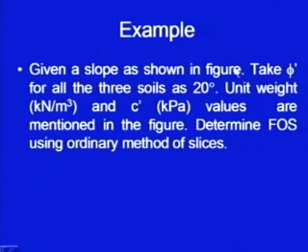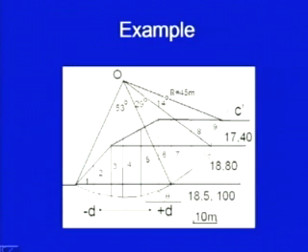Let us demonstrate the applicability of this method through one example. Here it is given that there is a slope as shown in the figure. Take phi dash for all the three soils as 20 degrees; unit weight in kilonewton per meter cube and C dash in kilopascal are mentioned in the figure. Determine the factor of safety using the ordinary method of slices.